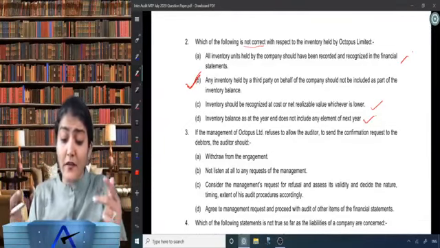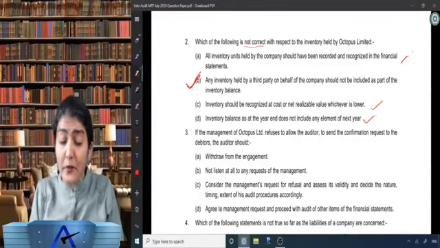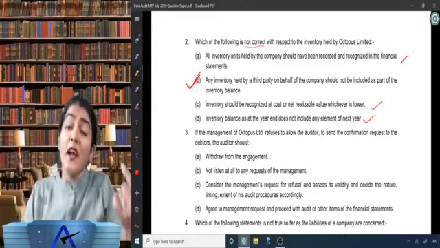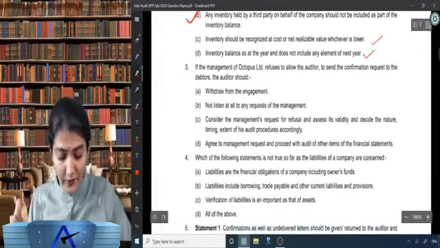Any inventory held by a third party on behalf of the company should not be included as a part of inventory balance. No, it should be included as a part of the inventory balance. Is that good for everyone?